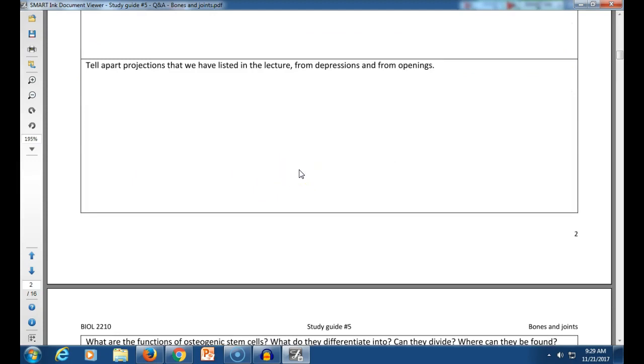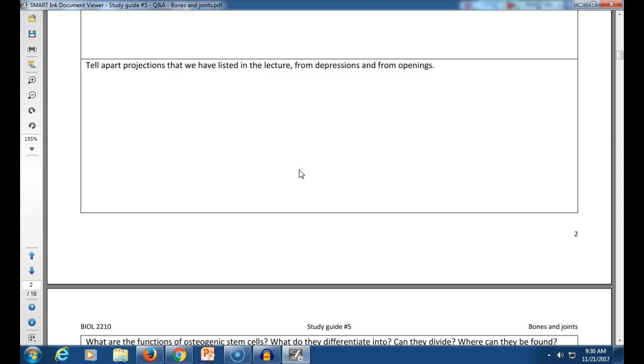Projections. For projections, first of all, there will be anatomical questions, like find the greater trochanter. So here's the greater trochanter. Find the greater tubercle. Here's the greater tubercle. Find the smaller tubercle. Lesser tubercle. That's the lesser tubercle. What you need to understand. Remember the question in the quiz. Nerve will most likely go through.